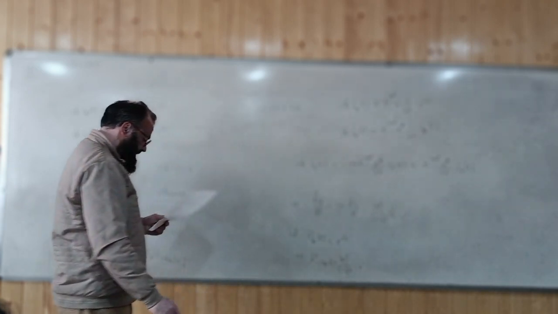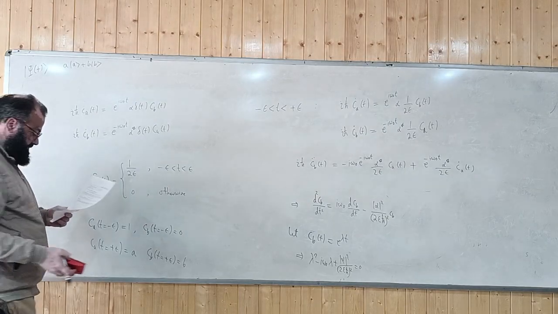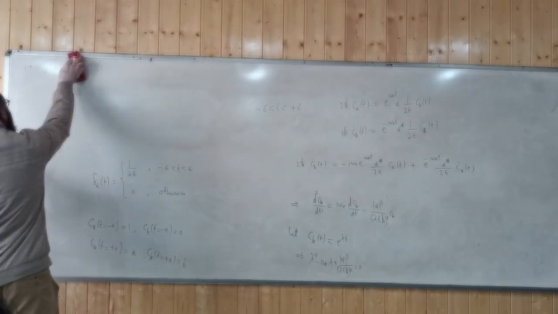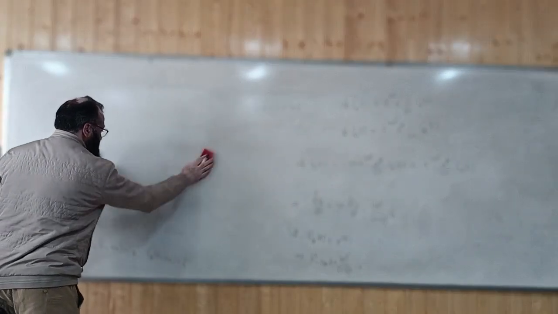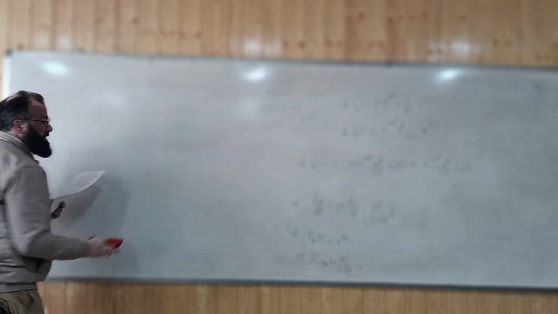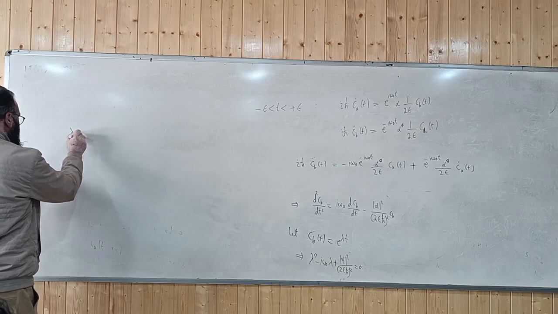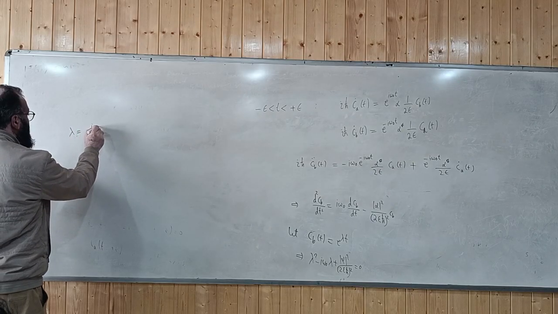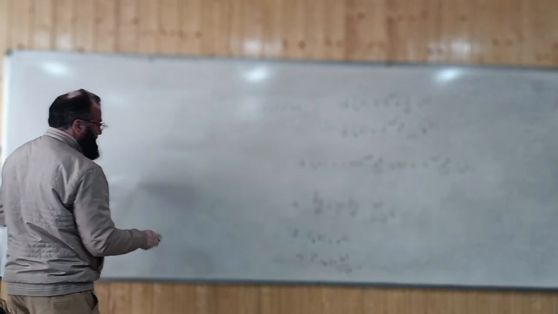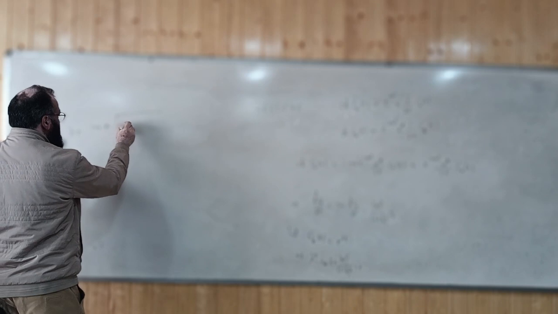So from here you get lambda. Let's calculate this lambda. What is lambda? Lambda will simply be equal to minus b plus minus root of b square minus 4ac, divided by 2.